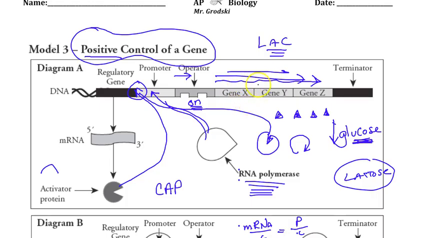In the case of the E. coli, we want the gene to be on, but how much it goes depends upon how much of this enhancer or activator protein is working.